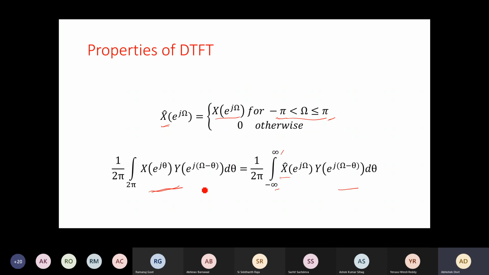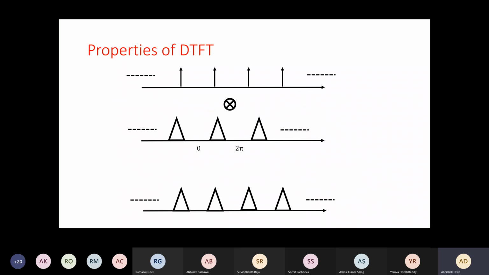So instead of thinking like this, I can think of it in this way. Now what is this? This is aperiodic convolution. And this is much easier to think about. I will tell you with one example why it is easy to think of it in this way. So let us look at this example.